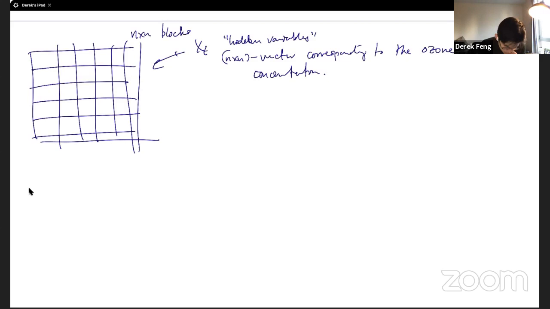In reality, what I get though is, my YTs. There's going to be some modeling here, right? YT corresponds to the value of the ozone concentration at that particular lab. So the way I can think about this YT is that it should basically be a local average of the XTs around.